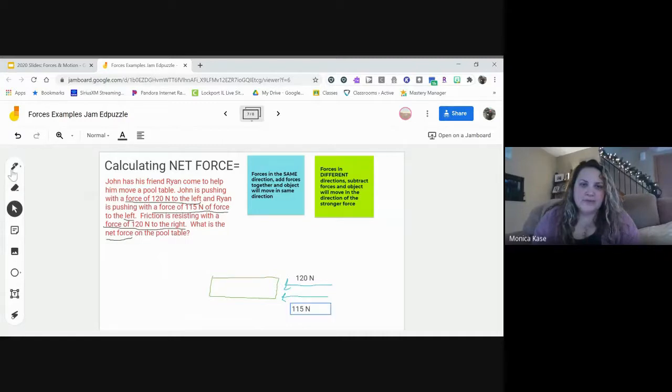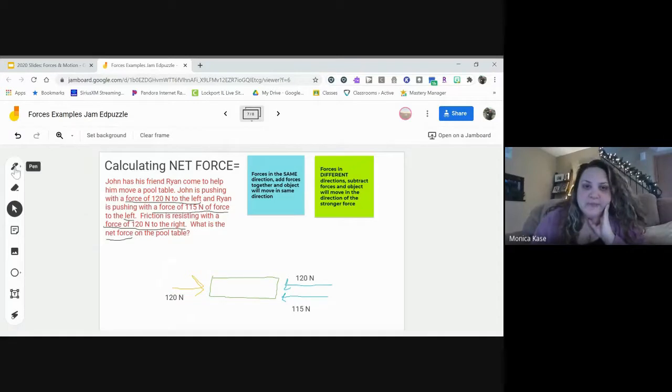And then we have a resisting force of 120 newtons to the right. And what you'll notice here, what Ms. Laporte did was she made those ones pushing to the left the same color. All right, so in order to solve this, we should first start with the forces that are moving together. Let's add those up first because they are the same direction.